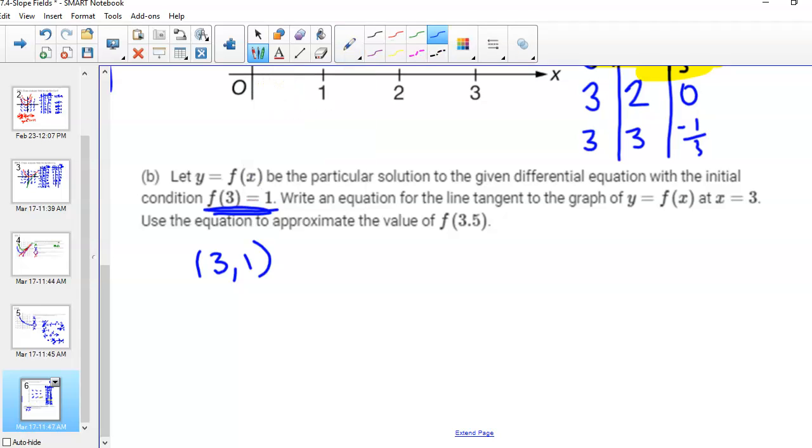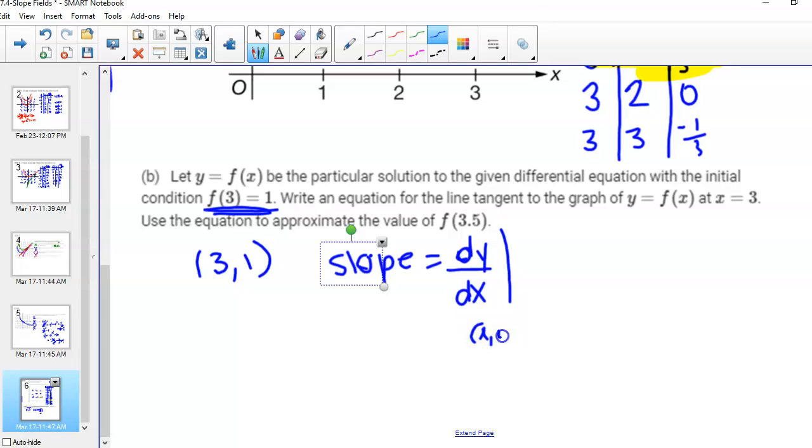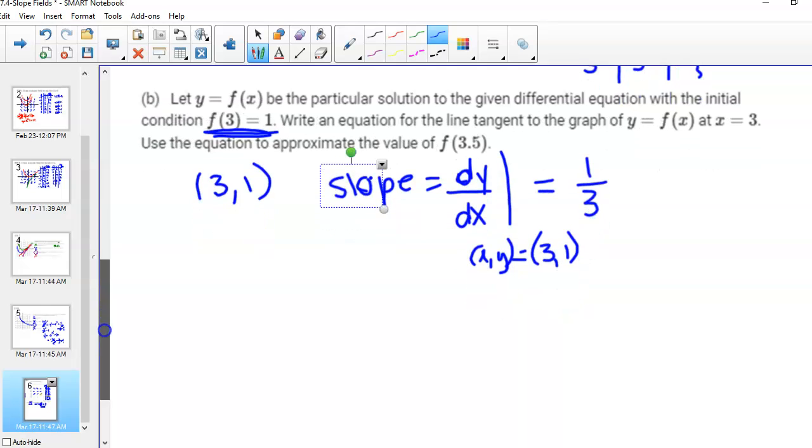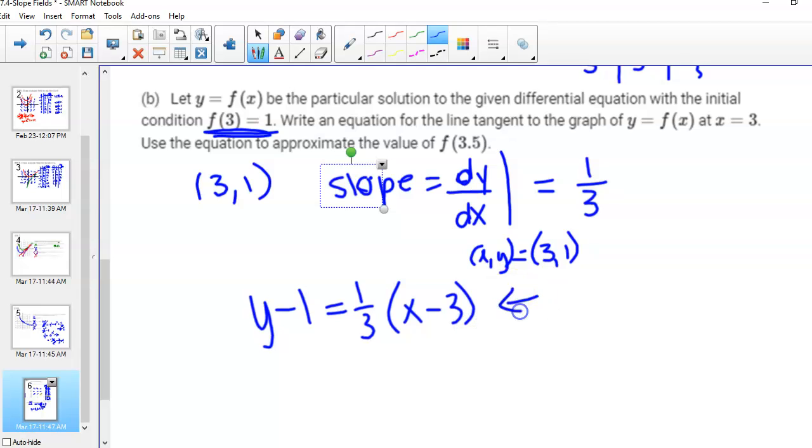So our slope, which is the derivative at x, y equals 3, 1, that is going to be 1/3, right? And so to write this tangent line, we're just going to use that point slope form. y minus 1 equals 1/3 times x minus 3. Okay, so this would be our tangent line.